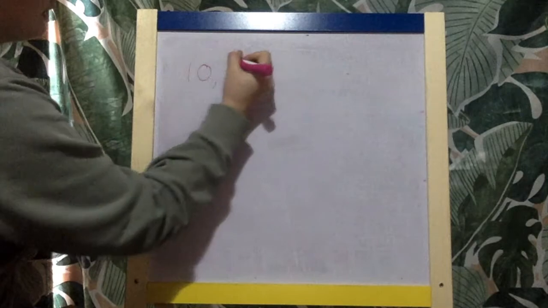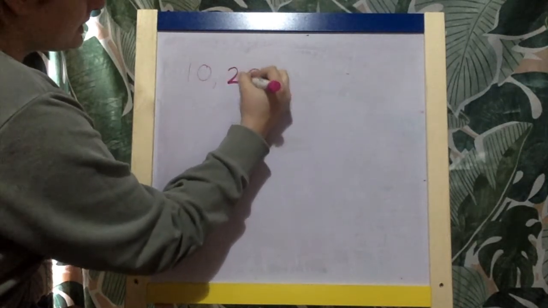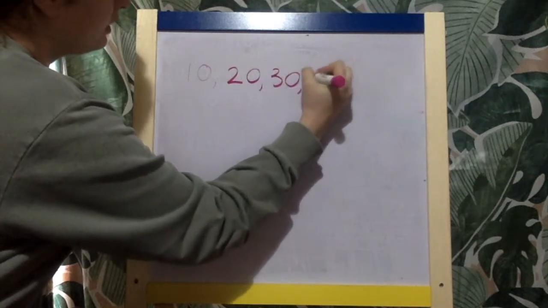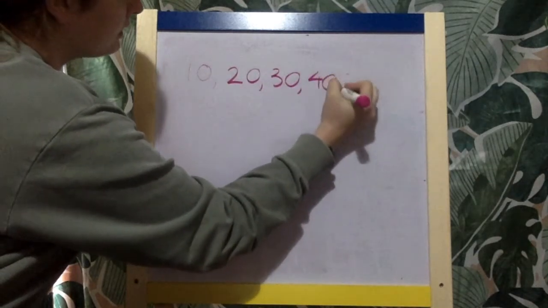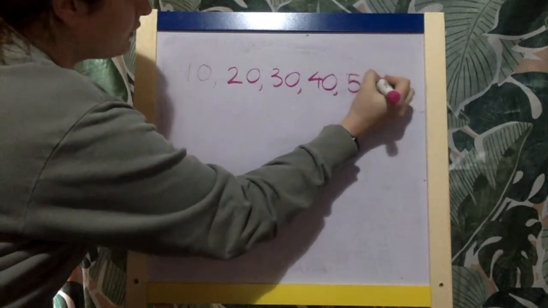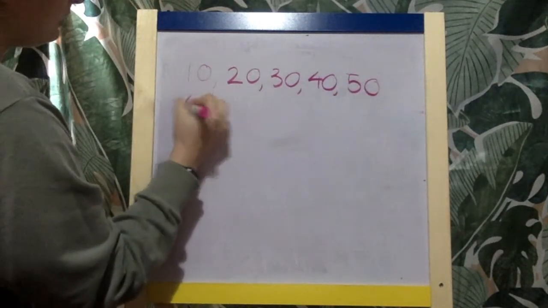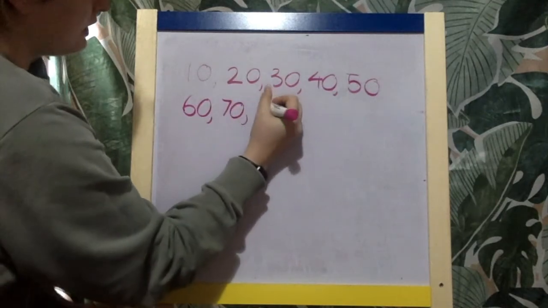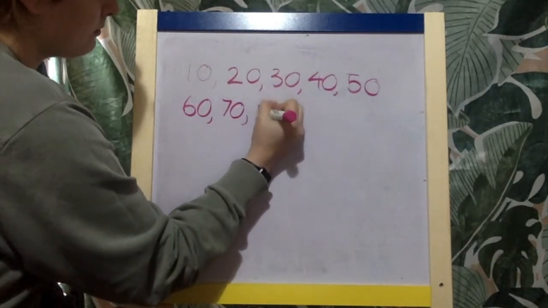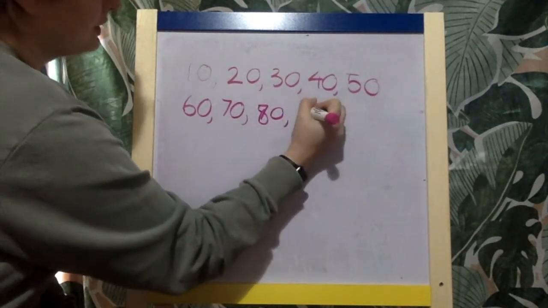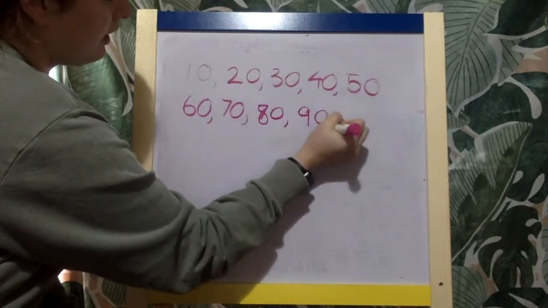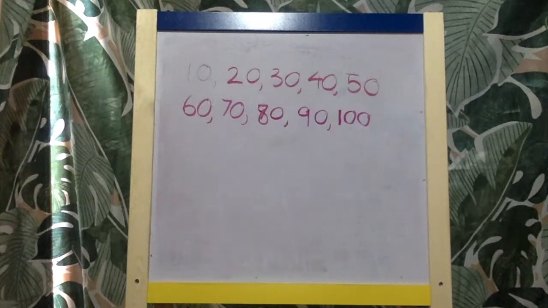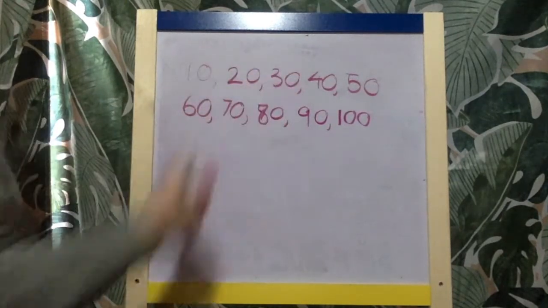10, 20, 30, 40, 50, 60, 70, 80, 90, 100. Okay, so we're skip counting up by 10.